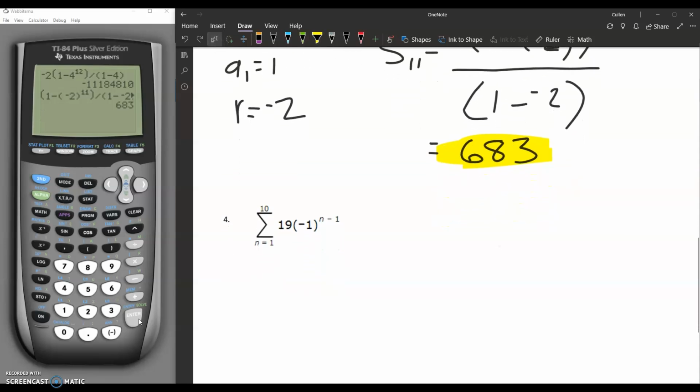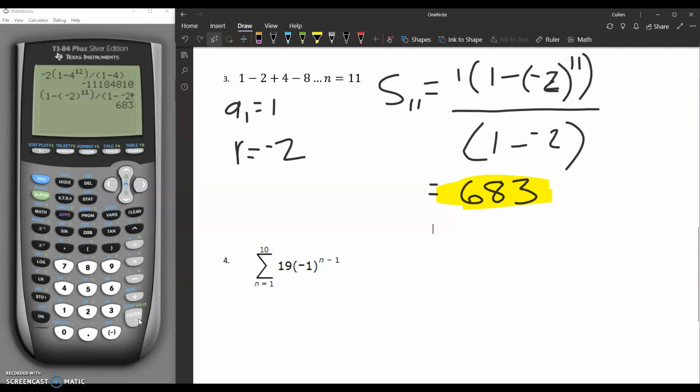Now let's go and talk about the last one. So the last one, if it gives you this in sigma notation, you're going to do the exact same thing you did for sigma notation for the arithmetic series that I believe we did yesterday. So clear this stuff out on your calculator. We're going to go to the math button on our calculator, and then we're going to scroll. If you scroll up, you'll actually find it first. There is the summation option.